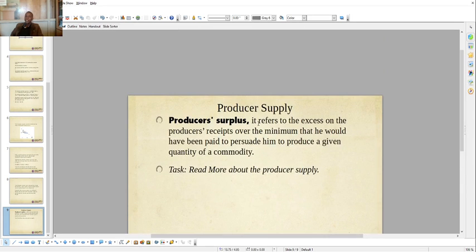Like we've seen for the consumer, the amount you are willing to pay and what you actually pay. So the difference between what you're willing to pay and what you actually pay. So even for the producer, there is that advantage. This refers to the excess of the producer's receipts over the minimum that would have been paid to produce a given quantity.